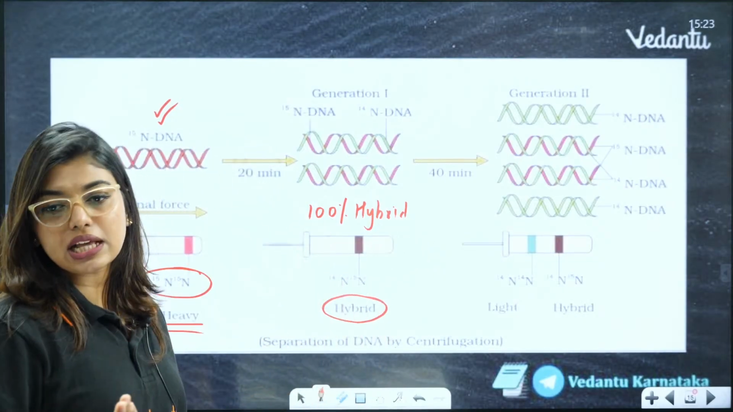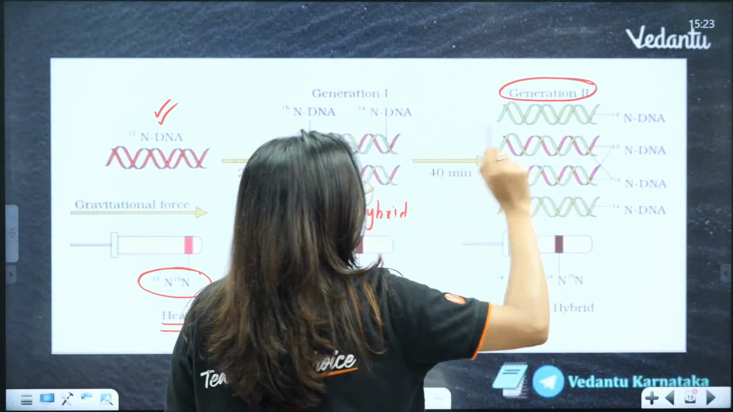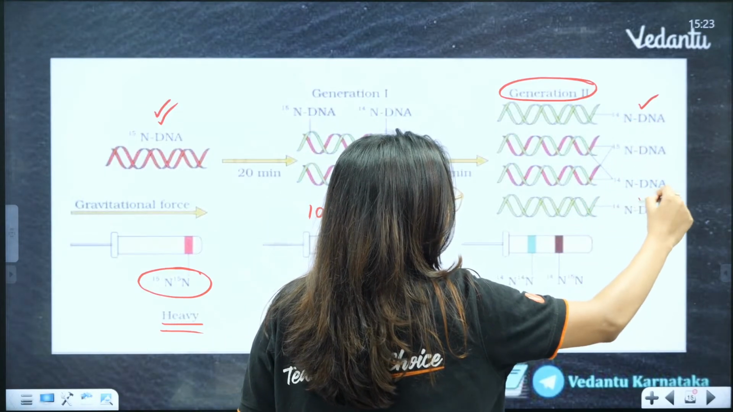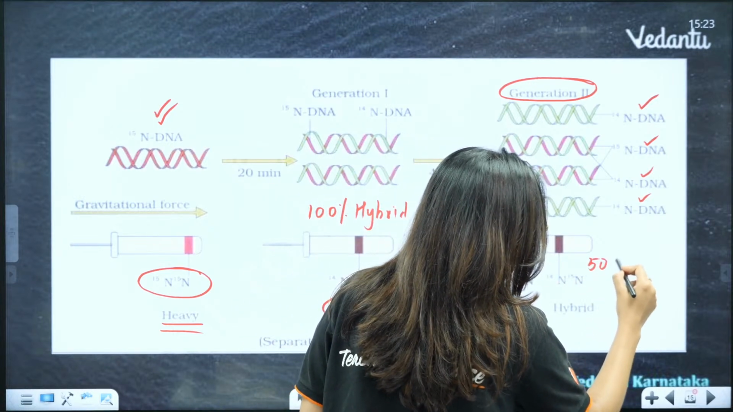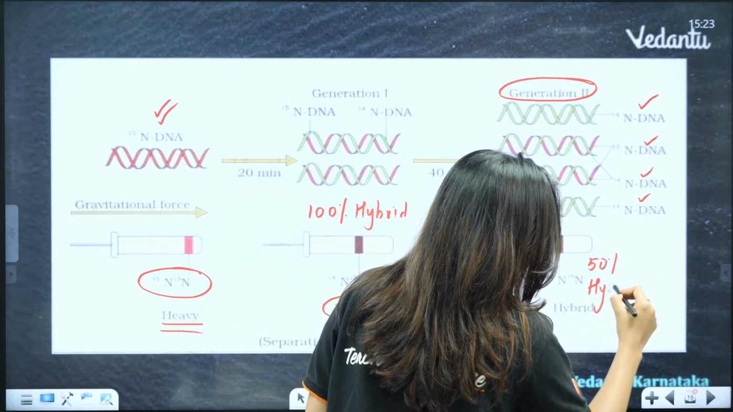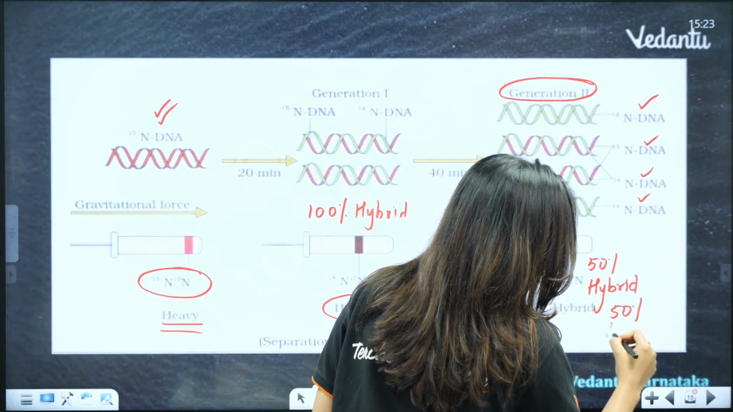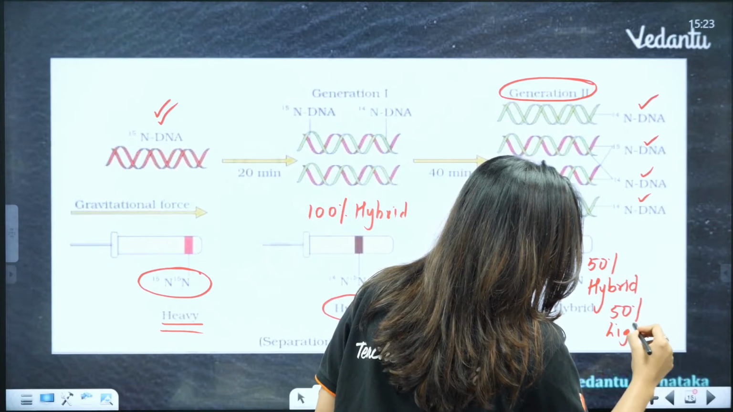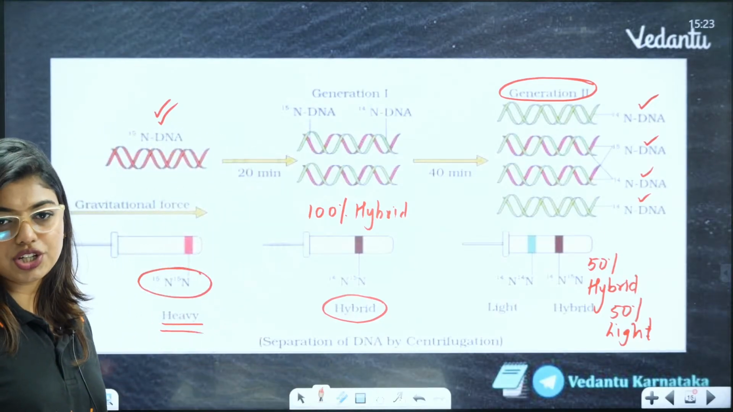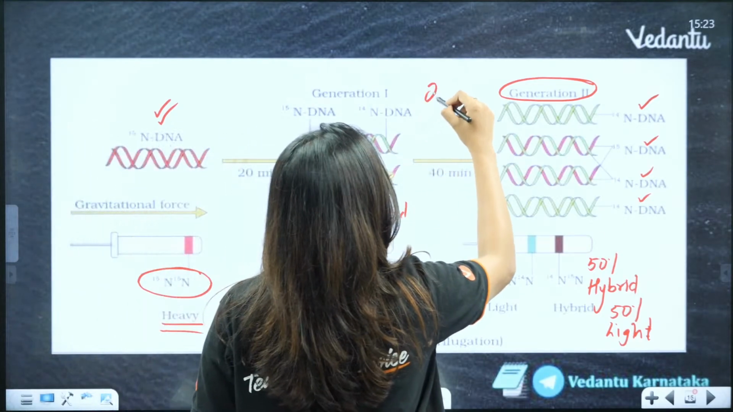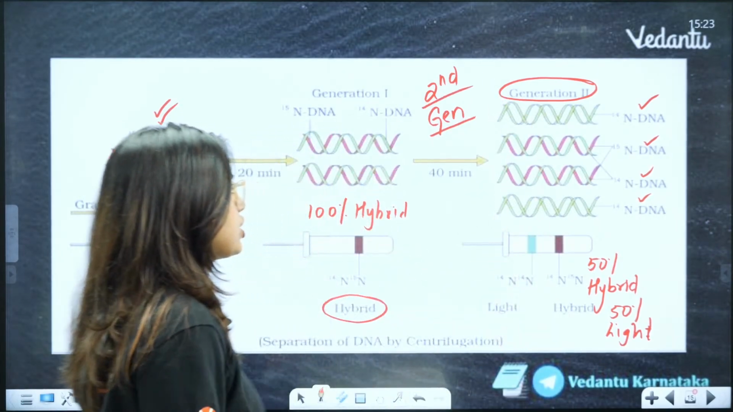After 40 minutes, in generation 2, they found the same amount of light strands and the same amount of hybrid strands. That means your answer will be 50% hybrid and 50% light, correct? So this is what they got in the second generation. Clear to all of you?